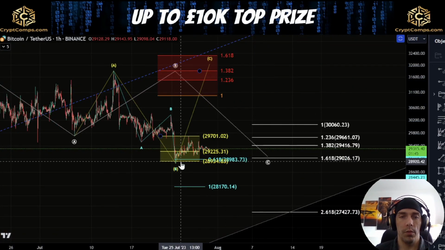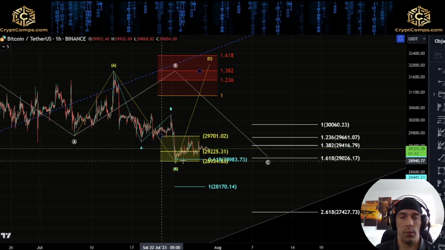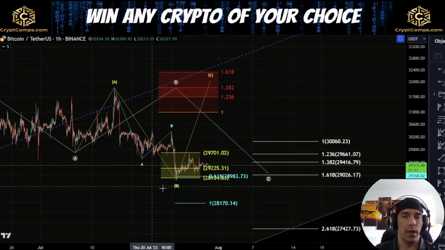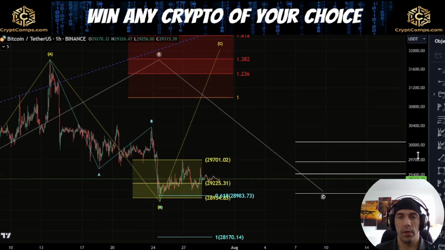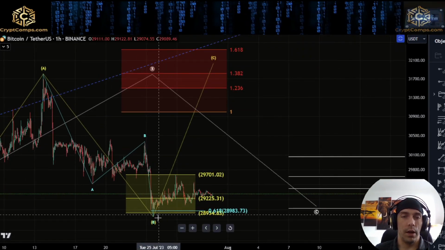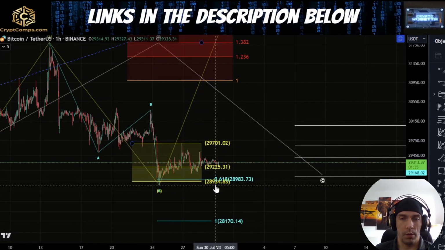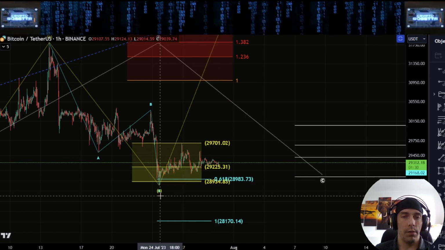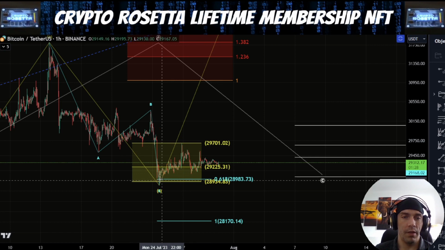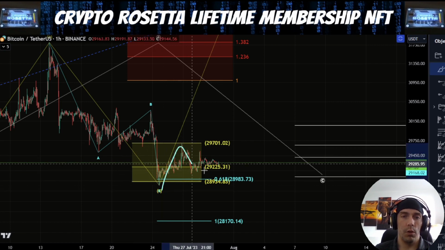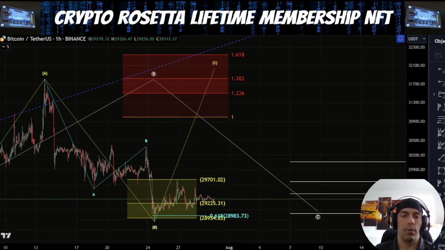Now, the problem with this count is the internals are looking very choppy at the moment, so it's not the highest degree of confidence within this idea, but it is still nonetheless an idea, because we did come back down towards the zone of this 28,934, and we did find a reaction here. Until we actually take these lows again, need to just be on the lookout for the possibility of a 5-wave move up.